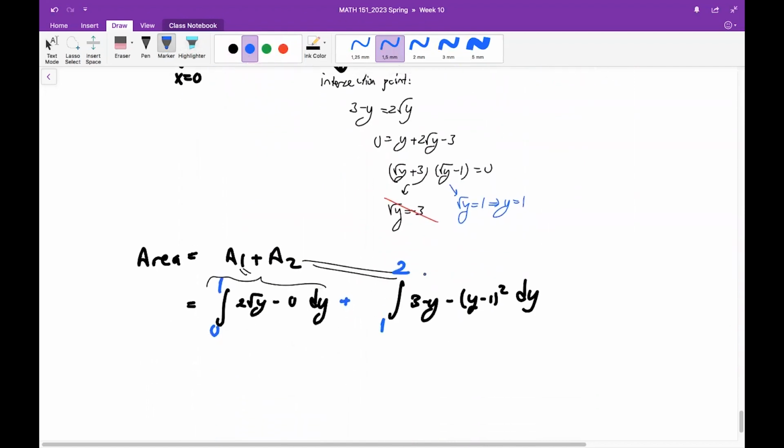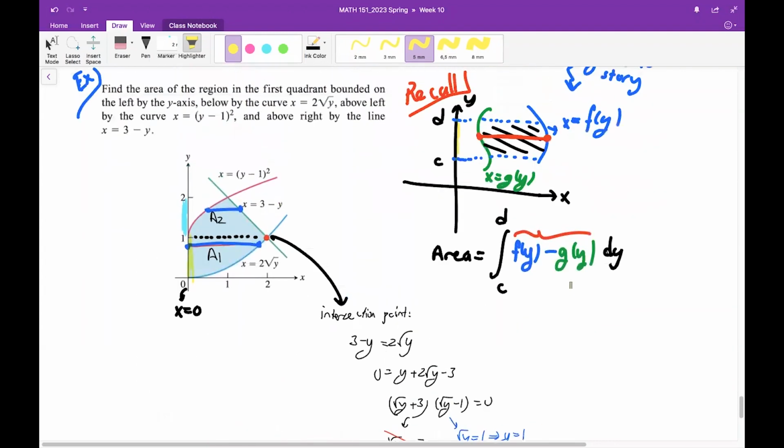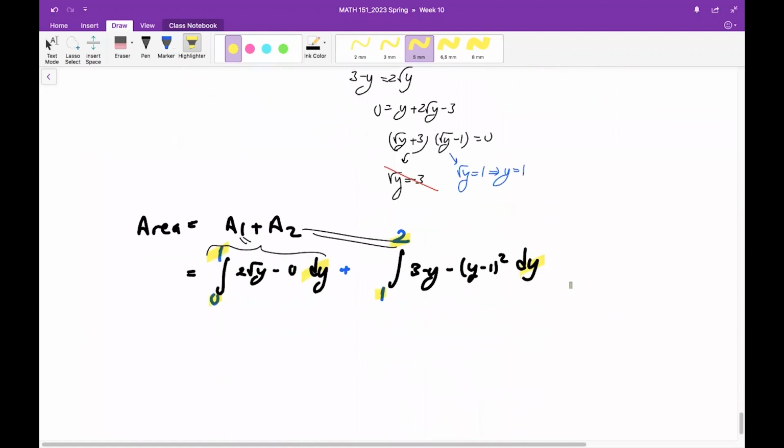Okay, so that's how you should construct definite integrals in the horizontal setting. And you should use boundaries from the y-axis. You should find the boundaries for y. Okay, and the rest is just computing the definite integrals. I think you can easily do that, right? This is a power function. Okay, let's do that quickly.